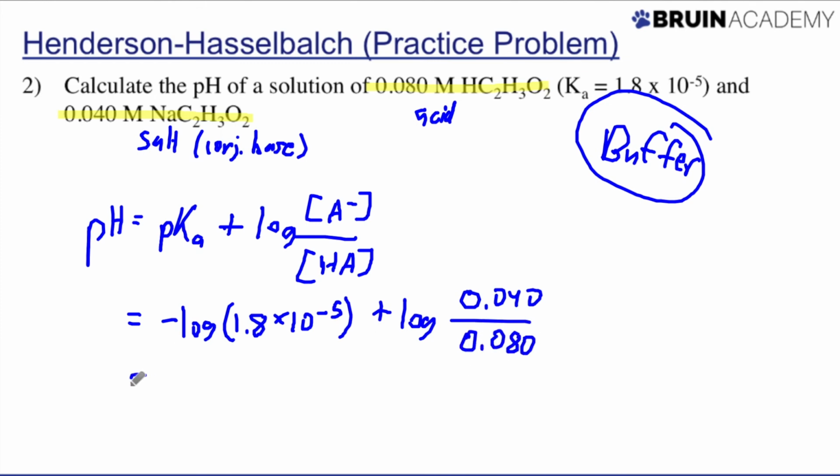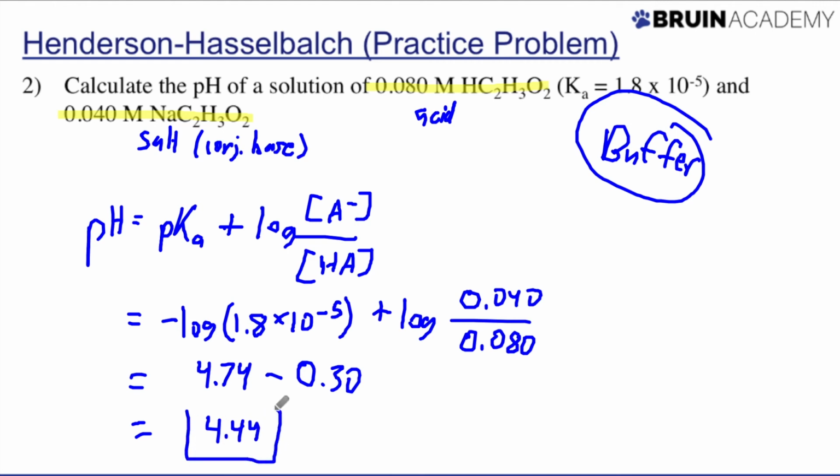If I put this in my calculator, minus log of 1.8 times 10 to the negative 5 is 4.74. And then the log of 0.04 divided by 0.08 turns out to be a negative 0.30. And then that simplifies to 4.44. And so that's the pH of the buffer solution. Really not too bad. Just using the Henderson-Hasselbalch equation to solve for the pH of a buffer.